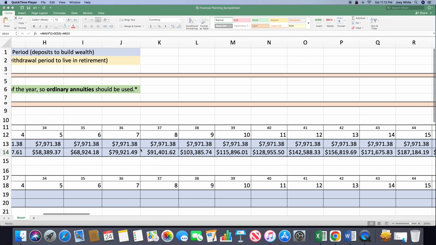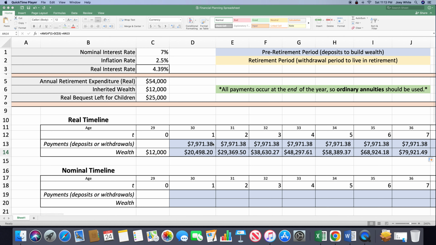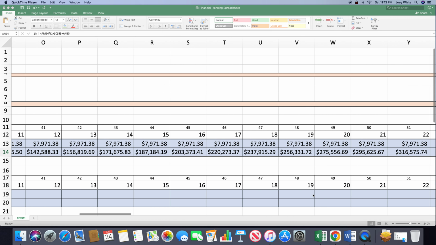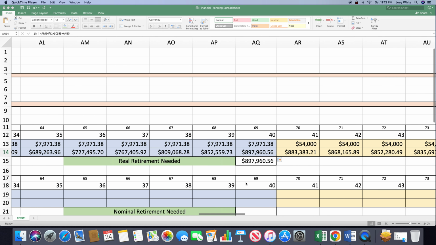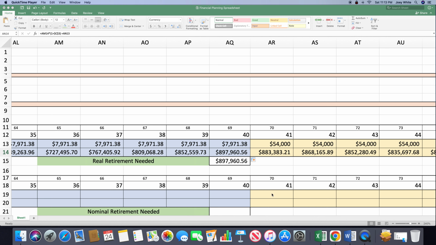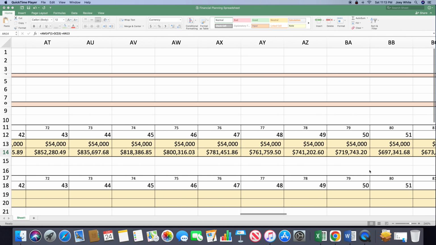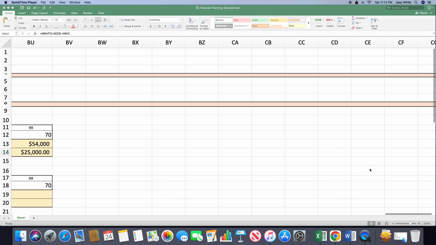So even though we're making a real deposit of a certain amount each year, in order to counteract inflation, we're actually going to have to deposit more and more each year into our savings account in order to reach our retirement goal in nominal terms. Okay. And additionally, once we make our withdrawals, we're going to need to make higher and higher withdrawals in order to counteract the effects of inflation.